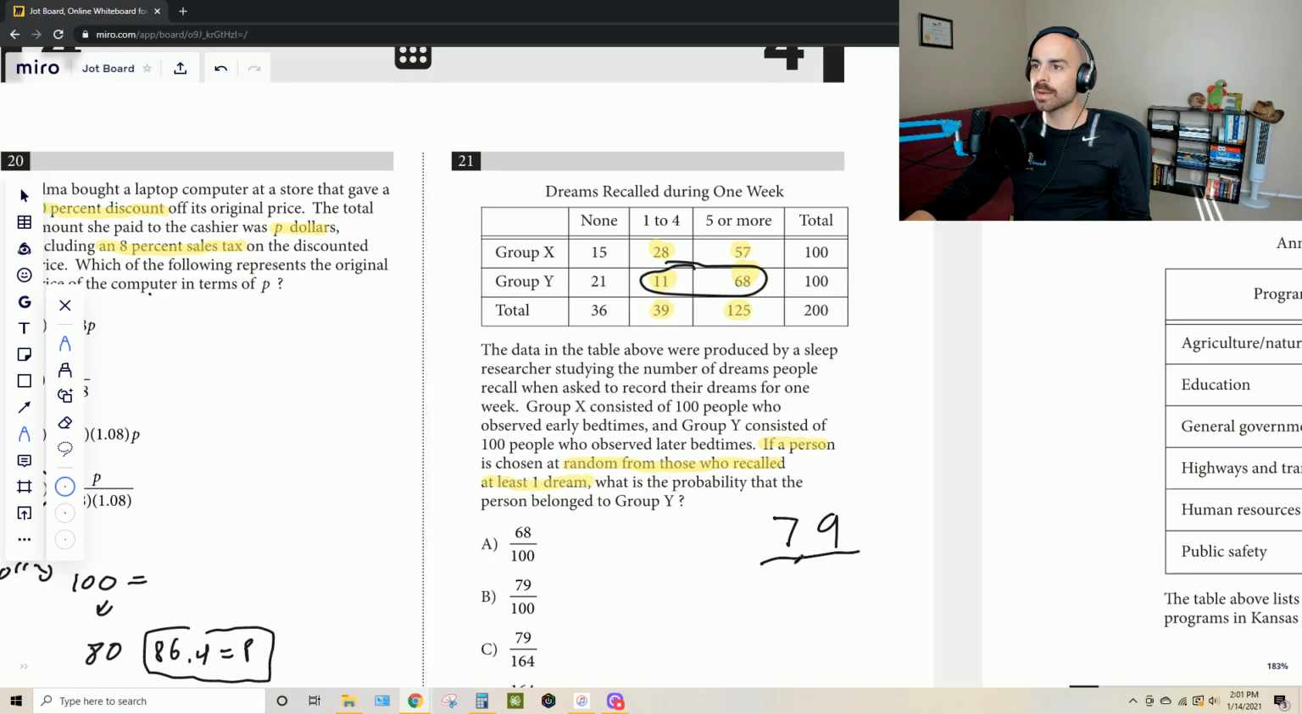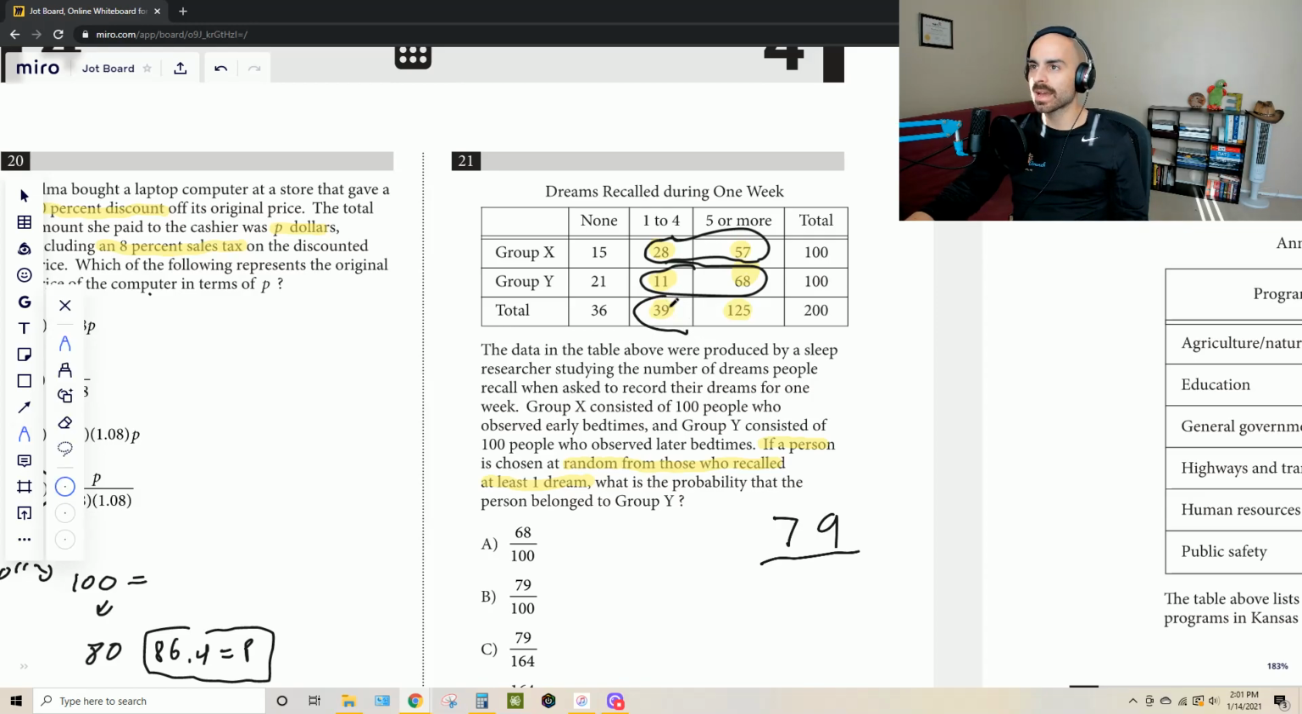So what's our denominator going to be? Well, what is the probability they belong to group Y? It tells us that it's 79, but what we have highlighted in yellow, if a person is chosen at random from those who recalled at least one dream, well, that's also group X here. All right, it's everyone. That's the qualifier for who's being considered, and all those values here together, their totals are thankfully down here.